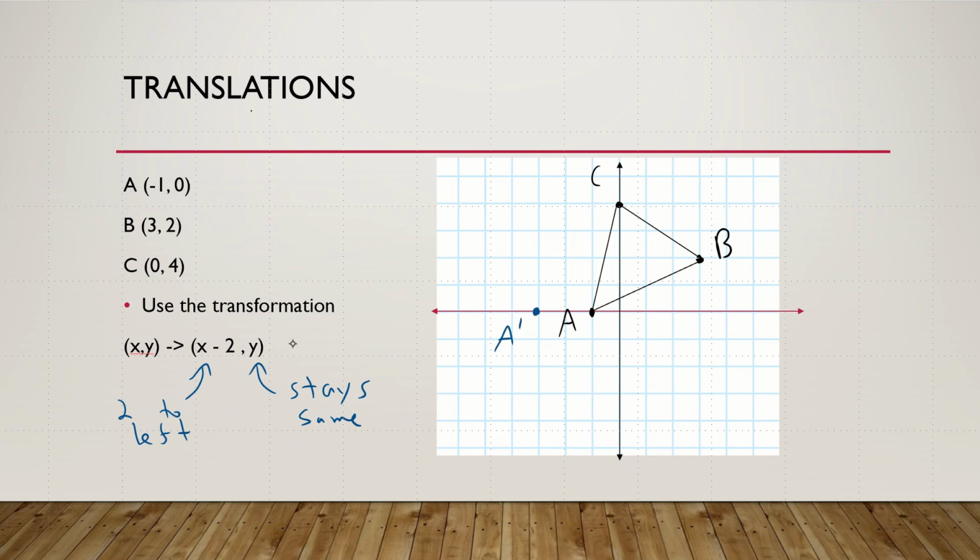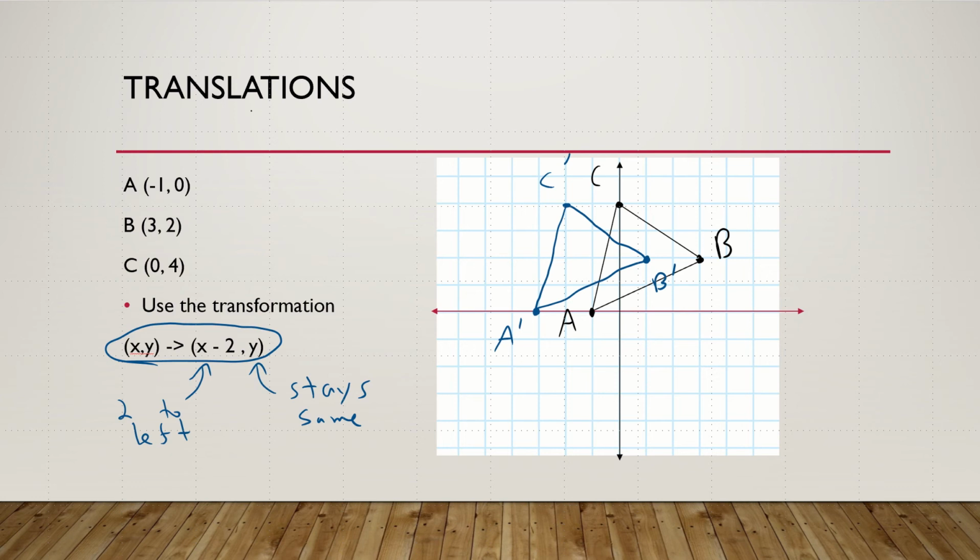Call that A prime. For B, we move 2 units to the left, put a dot right there, call it B prime. And for C, we move 2 units to the left and call that C prime. And then we just connect the dots like this. So that is the new triangle based on this transformation, which is a translation. All right, so that's how to do translations.